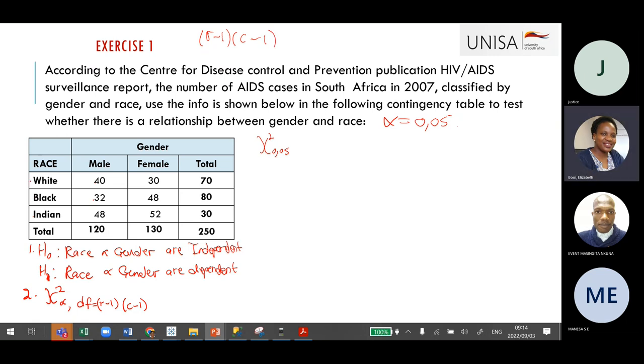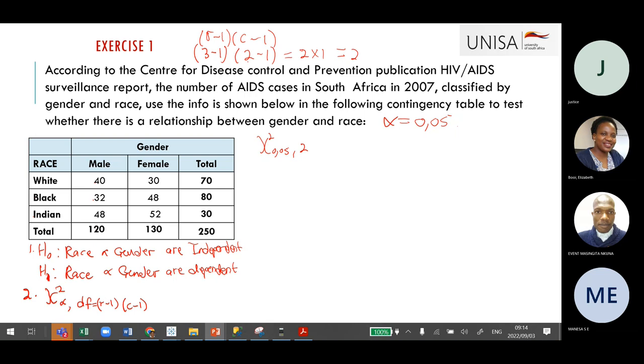How many number of rows do we have? We have one, two, three. Don't count the total. So it's three minus one. How many number of columns do we have? One, two. So that will be two minus one. And that will give us three minus one is two. Two minus one is one, times one, which equals two.